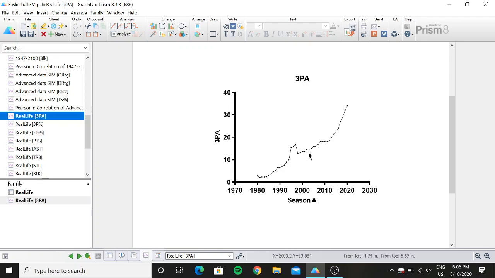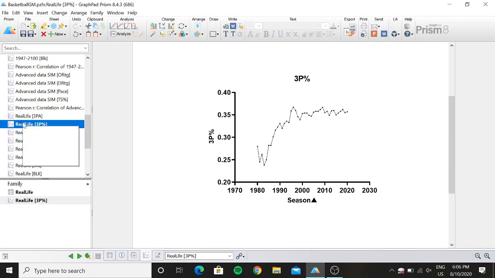So 3-point attempts pretty much show the gradual increase, and from 2012 onward, it's been a pretty steep increase. 3-point percentage, relatively similar to what we would expect.